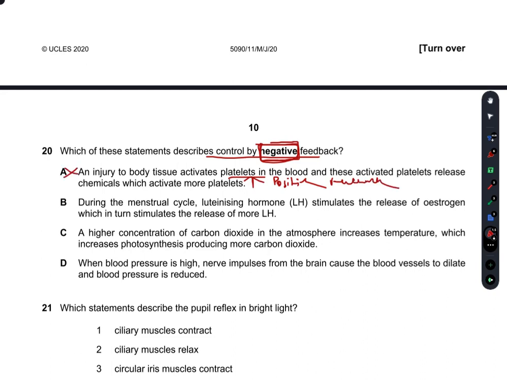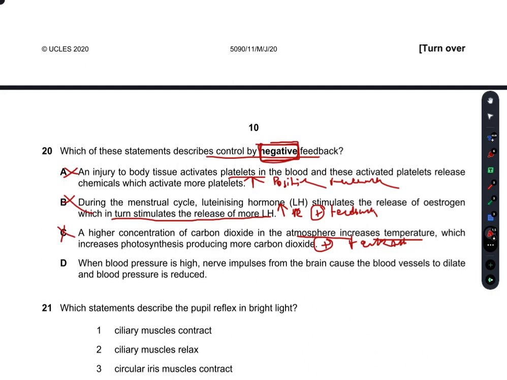During the menstrual cycle, luteinizing hormone stimulates the release of estrogen hormone, which in turn stimulates the release of more LH. So this is again a positive feedback, so B is incorrect as well. A higher concentration of CO2 in the atmosphere increases temperature, which increases photosynthesis producing. This is again positive feedback. So obviously we are left with D, which should be the right answer, but still we can check this.